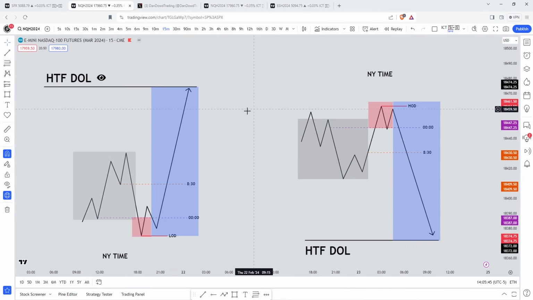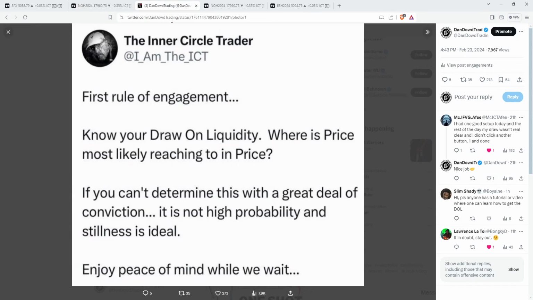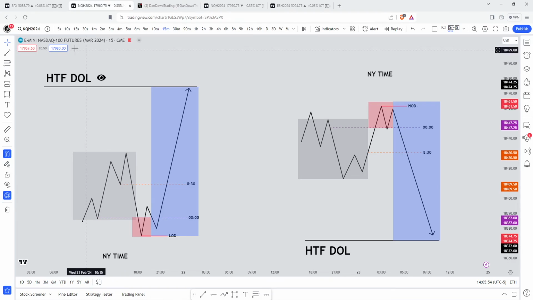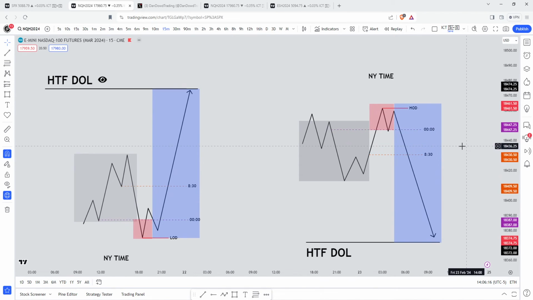So before we do dive into looking for this concept, you need to know what your draw on liquidity is. As ICT says here, your first rule of engagement is knowing where price is likely to reach for. If price is likely to reach for an old high, then you refer to these key opening times. If price is likely to reach for an old low, then you refer to these key opening times. This does not give you a direction because price can manipulate above it and then trade back beneath it and then expand higher like it does in this example. So you need to understand where price is likely to draw towards, then these key opening times do become significant.